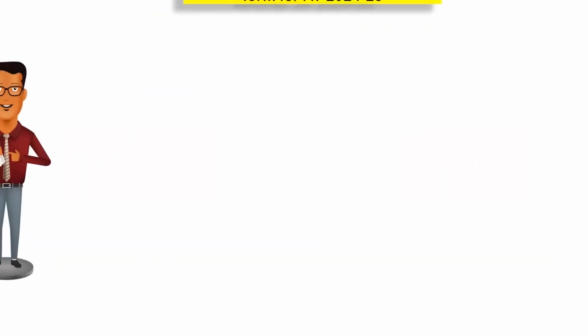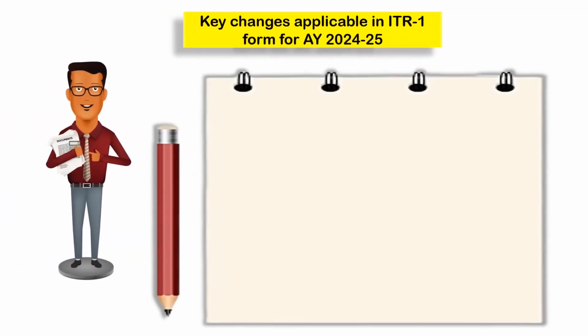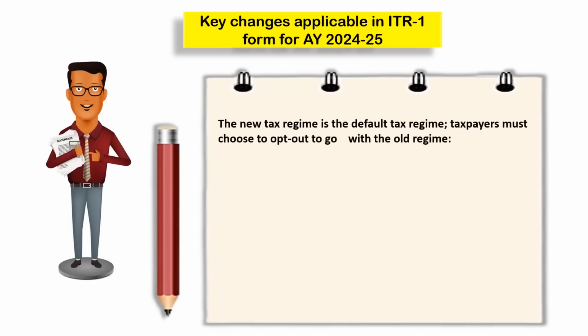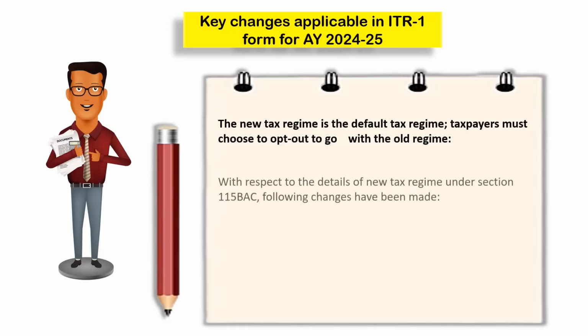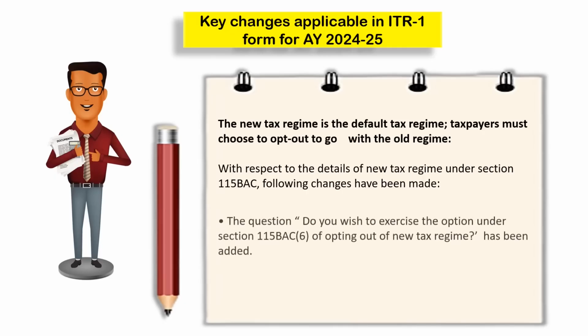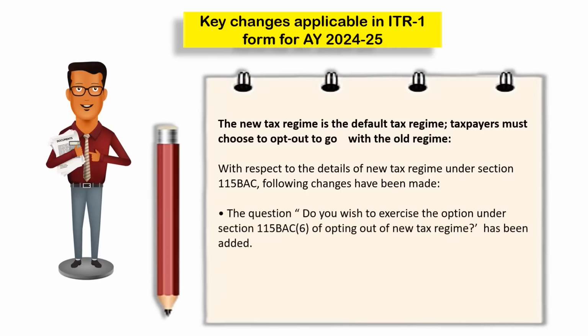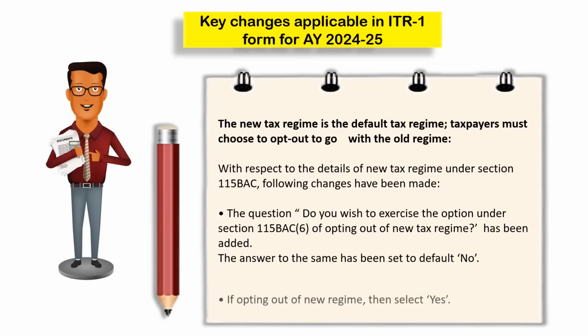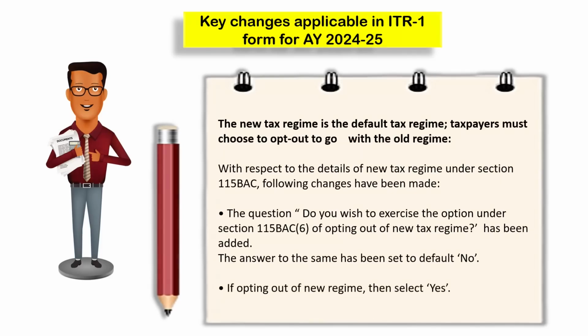Let us first see the key changes which are applicable in Form ITR 1 from assessment year 24-25. Please note, the new tax regime is the default tax regime from assessment year 24-25. If you wish to opt for old tax regime, you are required to opt out of the new tax regime. Therefore, a question, do you wish to exercise the option under section 115 BAC subsection 6 of opting out of new tax regime, has been added. The answer to this question has been set to default as no. If you are opting out of new tax regime, you are required to select yes.